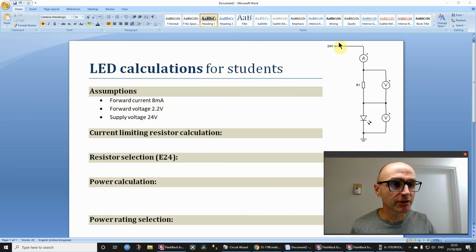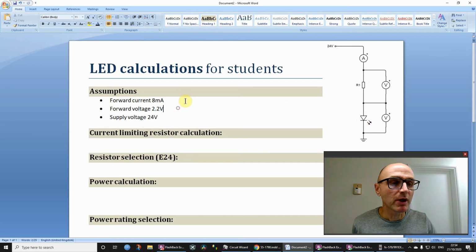Okay, so first of all, let's assume that you do know that that is a 24-volt supply. That's probably higher than any of my students will be using, but that doesn't matter. The method of calculations is still going to be the same. So you need to know the supply voltage there, and I've got my assumptions here. The forward voltage, that's going to be the drop across the LED, and also the forward current, that's the same current going through the current limiting resistor and the LED.